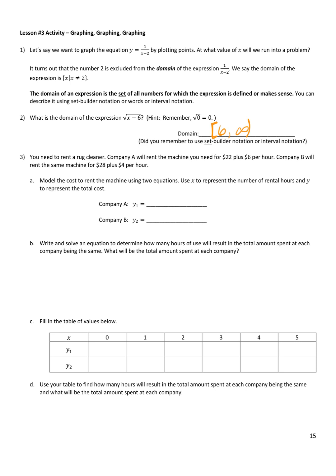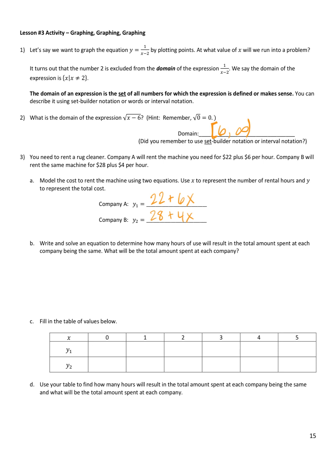Okay, number 3, you need to rent a rug cleaner. Company A will rent the machine you need for $22 plus $6 an hour, and Company B will rent the same machine for $28 plus $4 an hour. So model the cost to rent the machine using 2 equations. Use x to represent the number of rental hours and y to represent the cost. So Company A is going to be $22 plus $6 for every hour. So 6 times the number of hours plus 22. And then Company B is going to be 28 plus 4x.